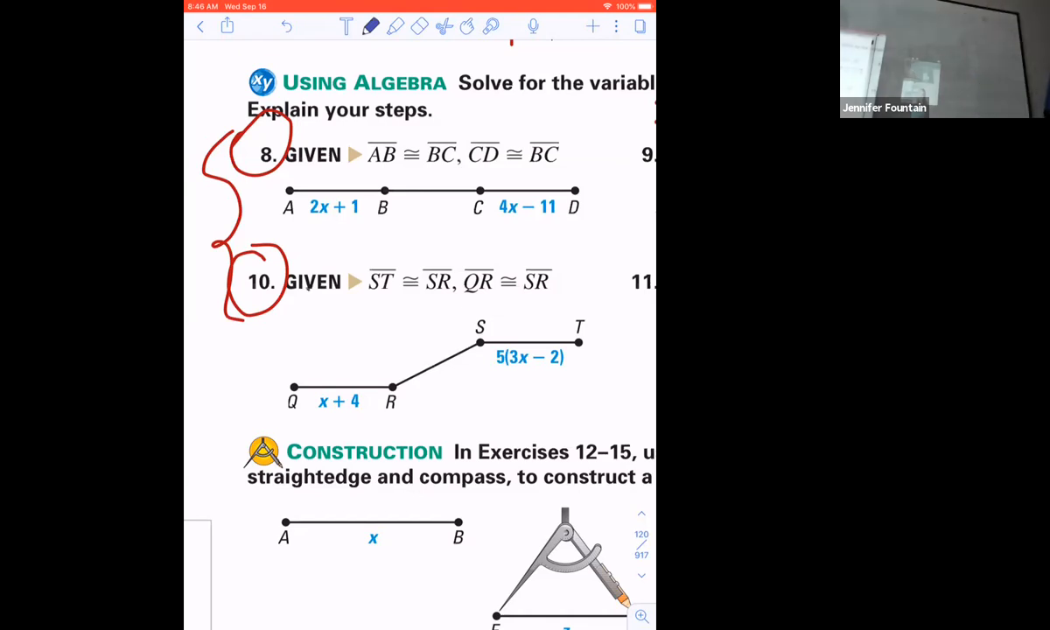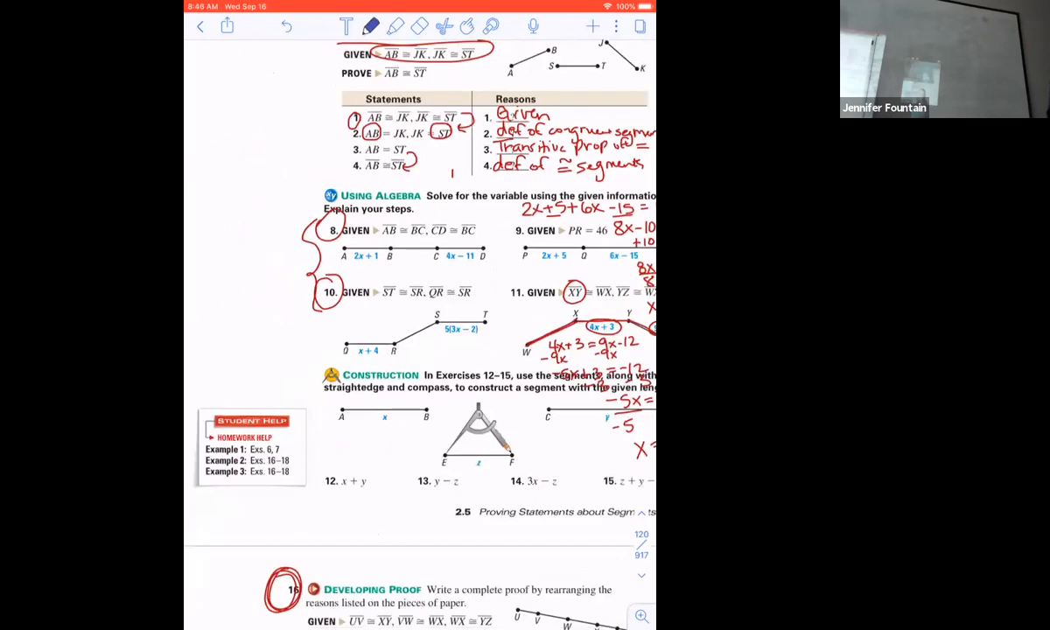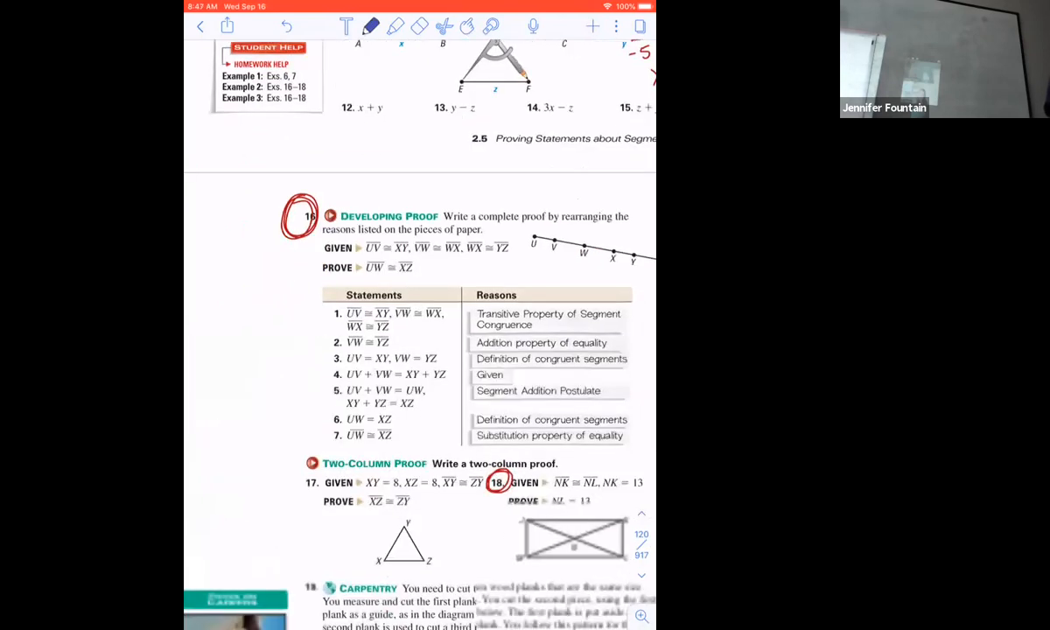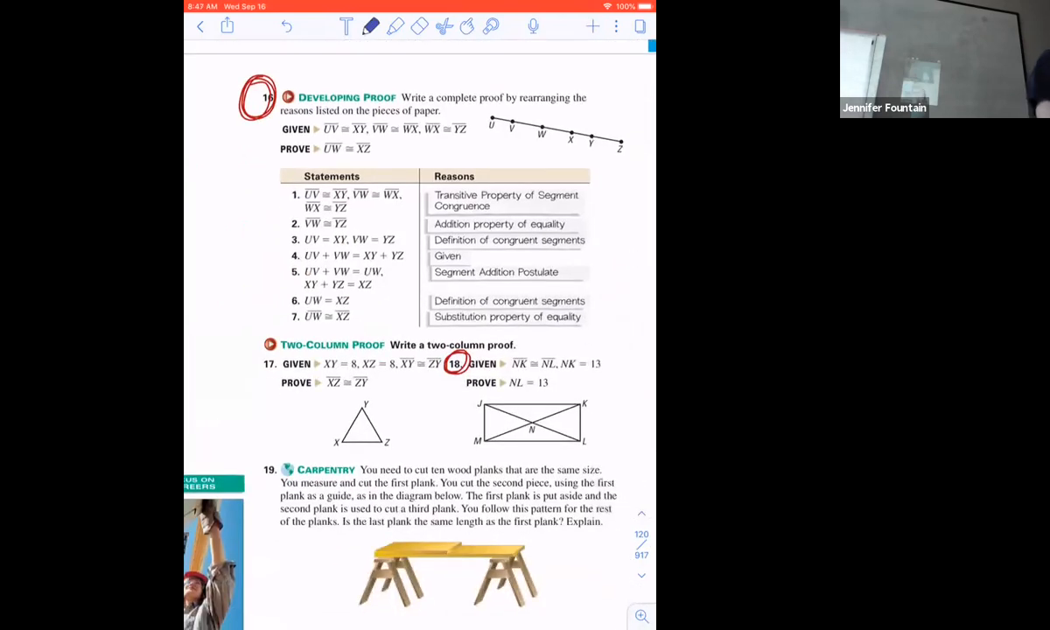Okie dokie. So then we moved on down to the next page, and we have number 16. And so the first one, developing a proof, says that our given is that UV is congruent to XY, and VW is congruent to WX, and WX is congruent to XY. And we can see the figure that they've drawn out to be able to look at those different figures, okay? So we can see that UV and XY are smaller segments based on the drawing than VW and YZ, okay?